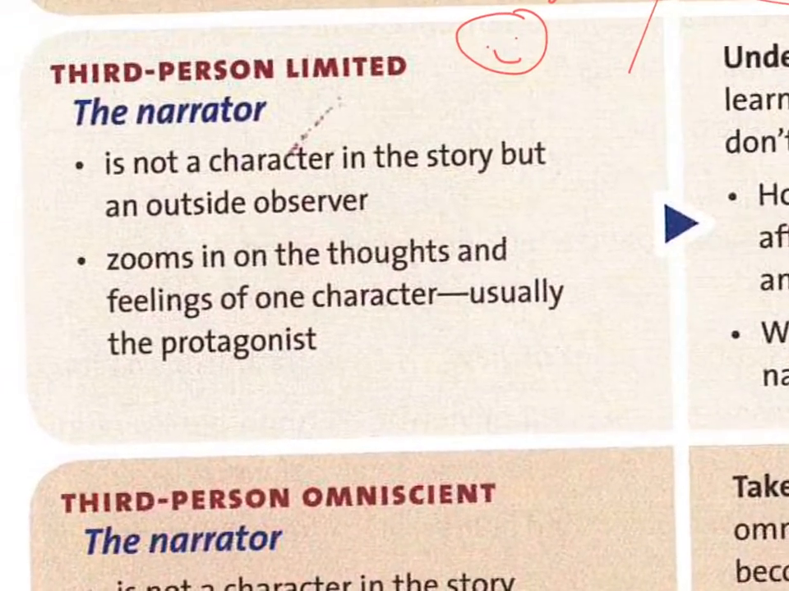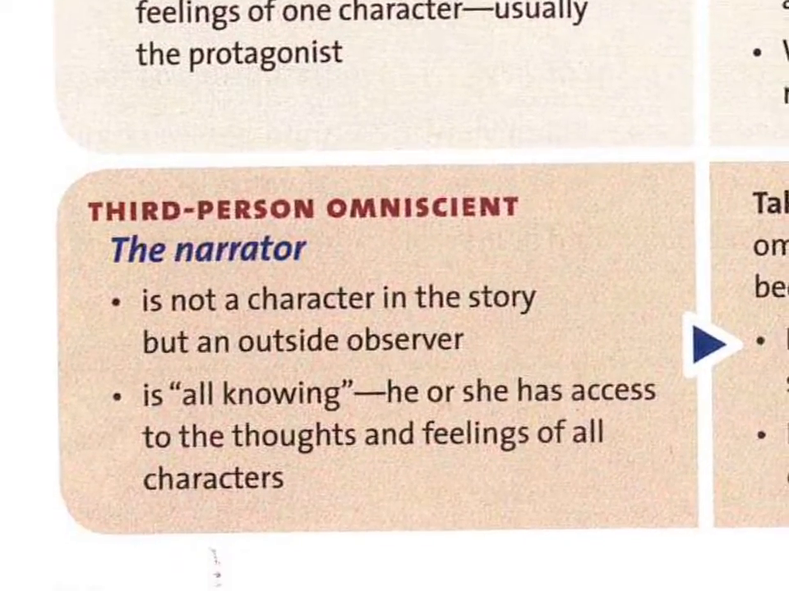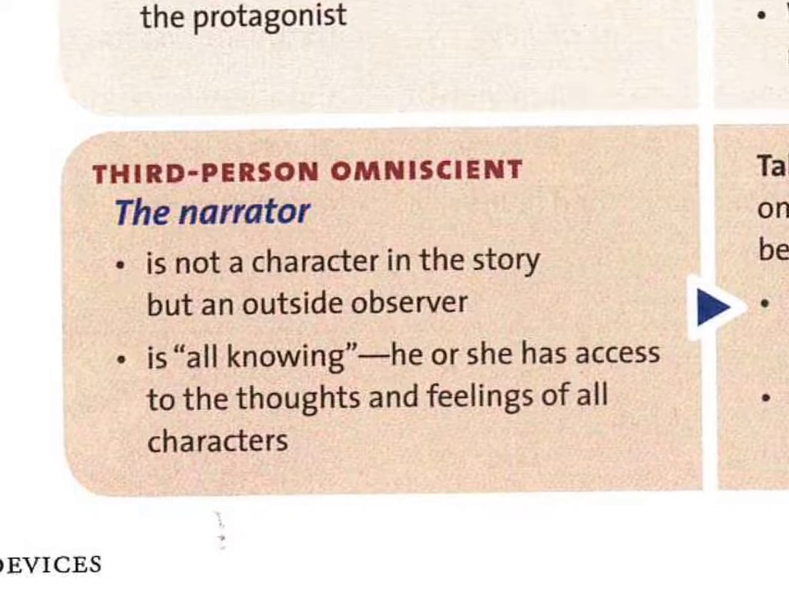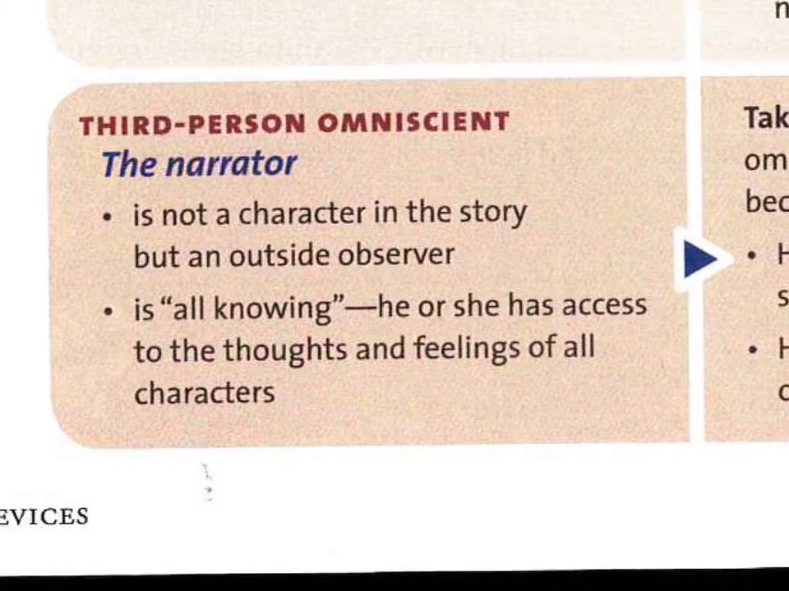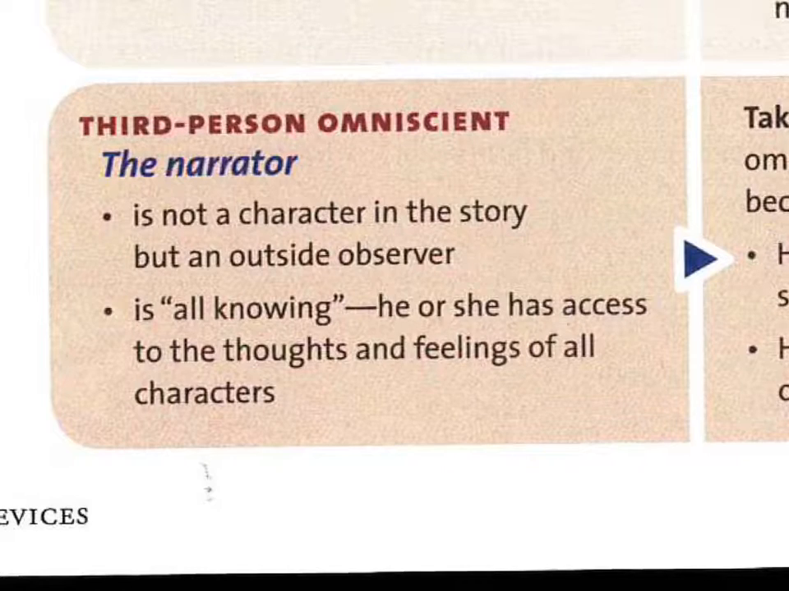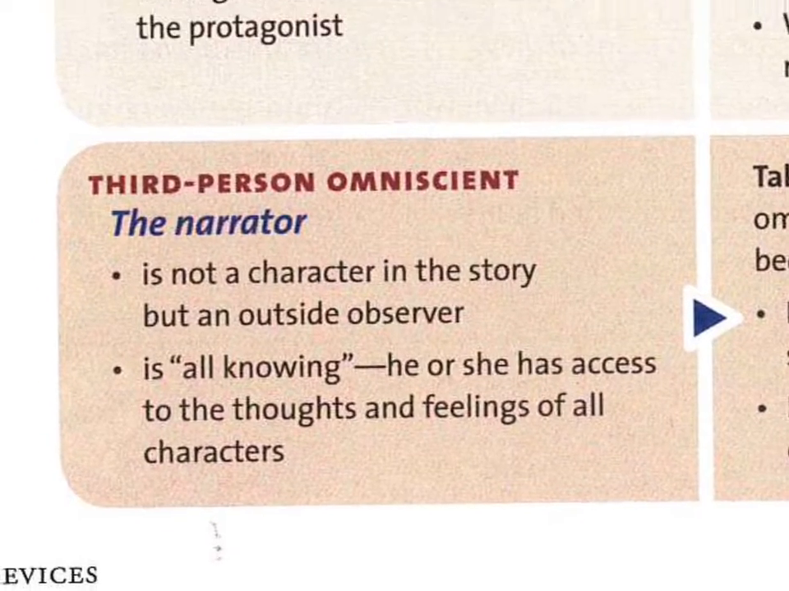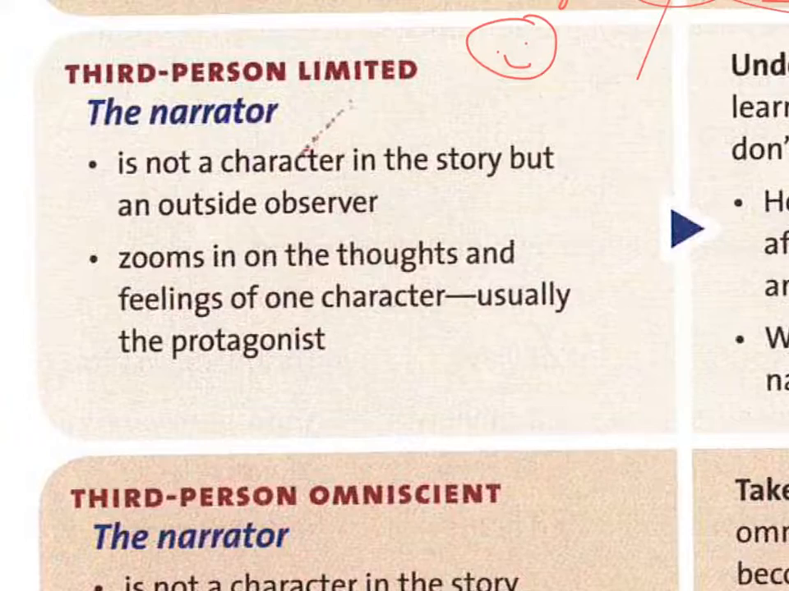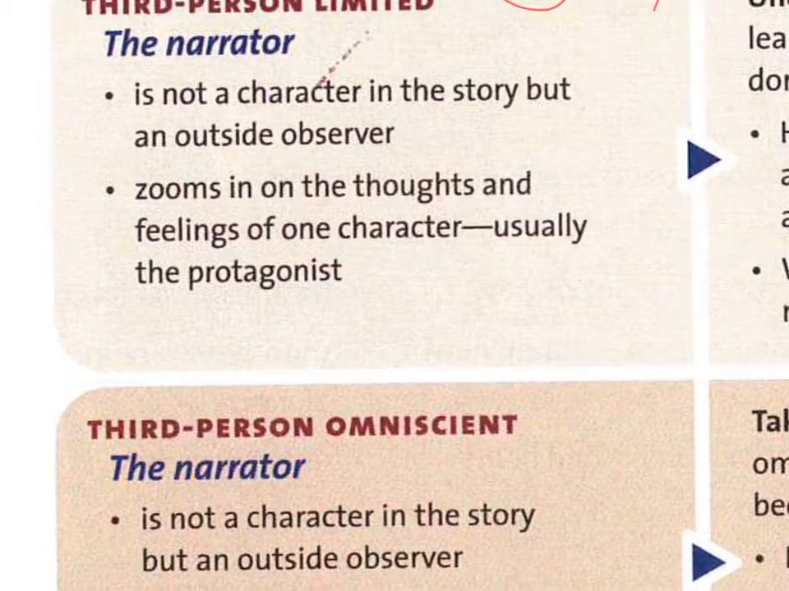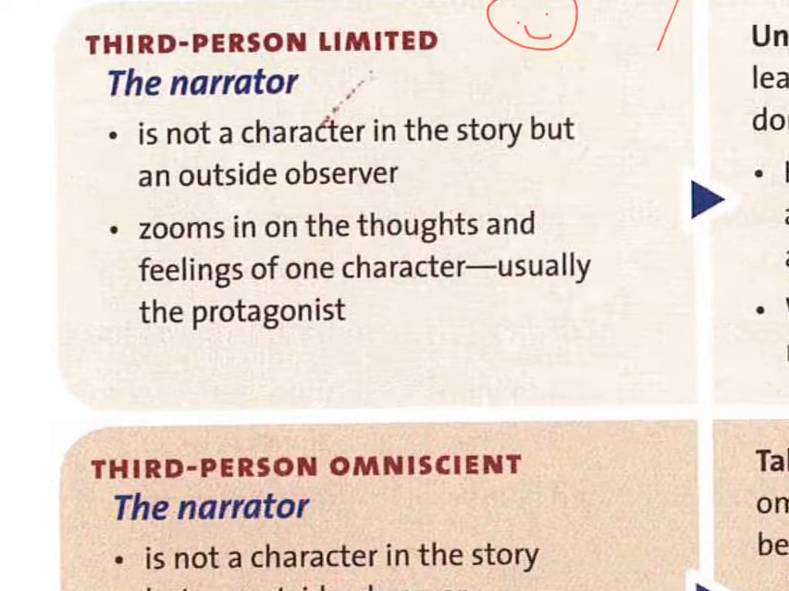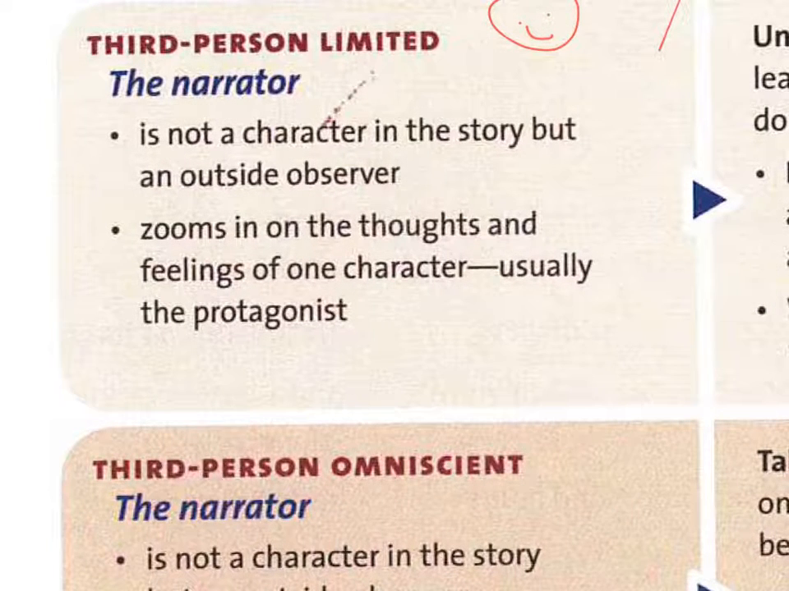Okay, so third person, limited, and then third person, omniscient. This should sound familiar to you if you've been studying English in the United States for several years. These have been standards in 6th, 7th, 8th, and 9th grade. Third person, limited. The narrator is not a character, okay, in the story. The narrator is outside of the story, an outside observer, like a fly on the wall.